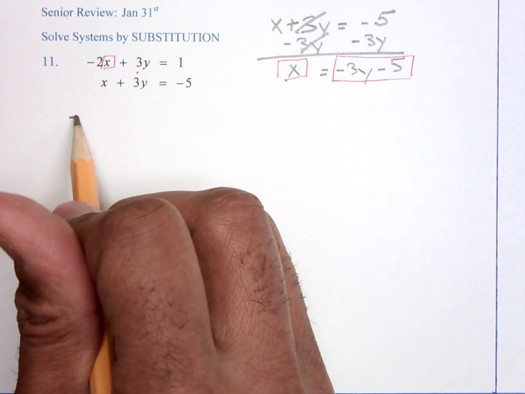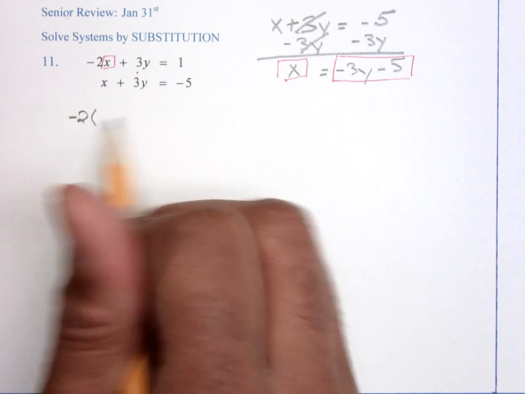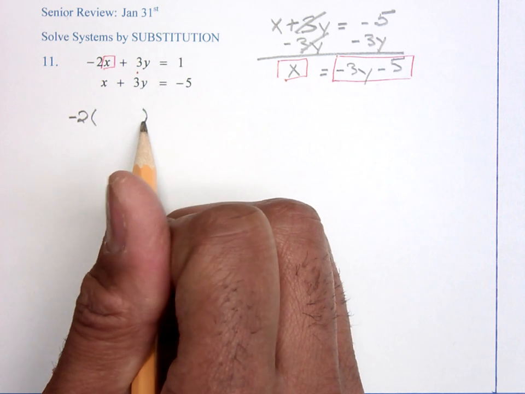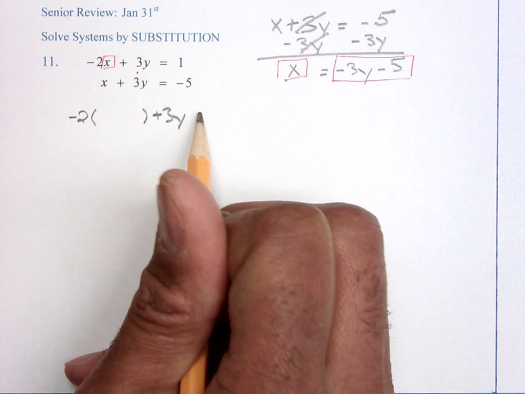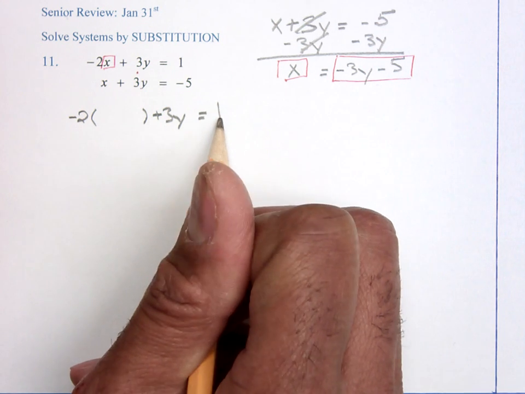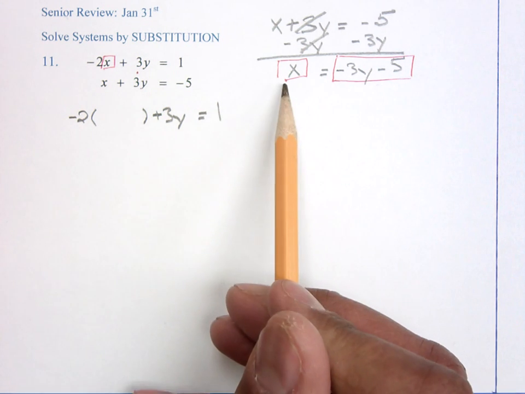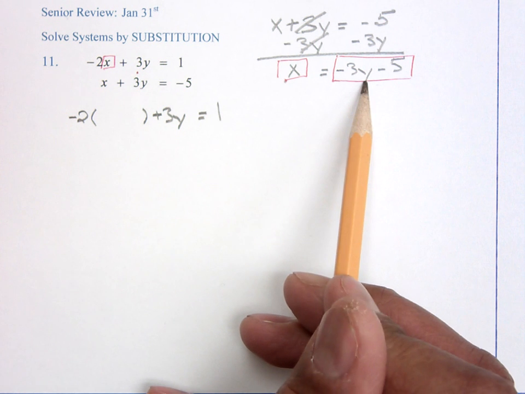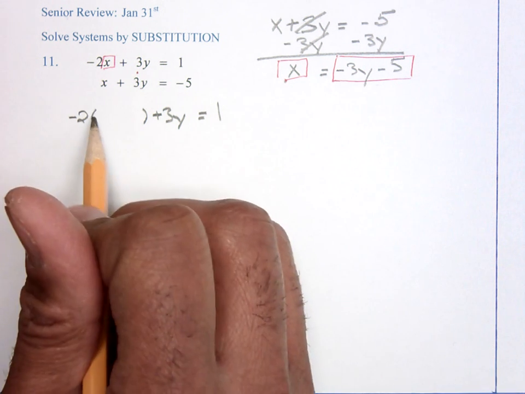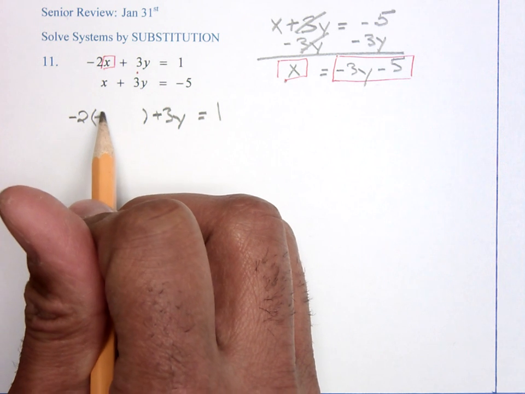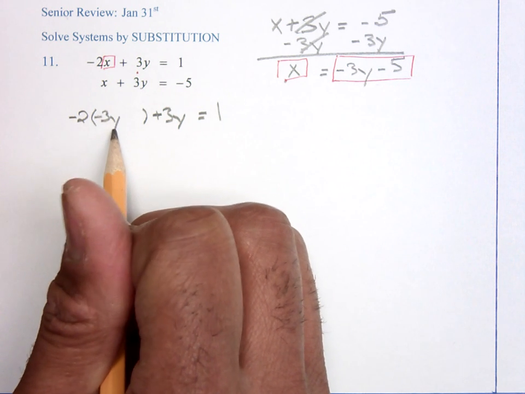I'm going to write negative 2. I'm going to say x, but I'm going to leave it blank for the moment. Negative 2x plus 3y equals 1. So remember, when I see an x, this is what I want to write instead. So in this parentheses, this quantity is going to be negative 3y minus 5.